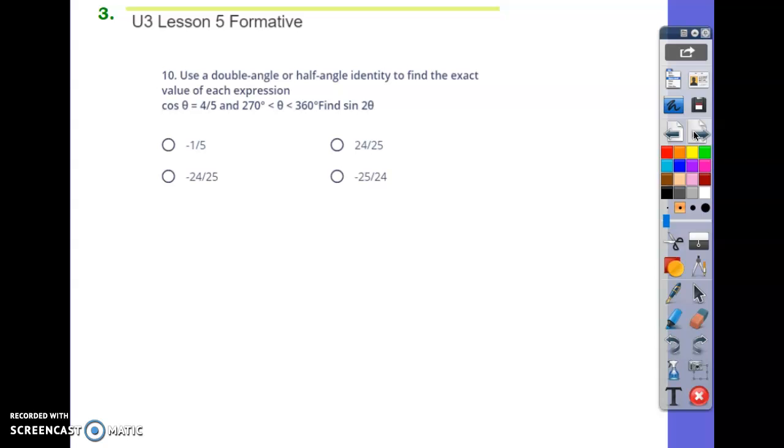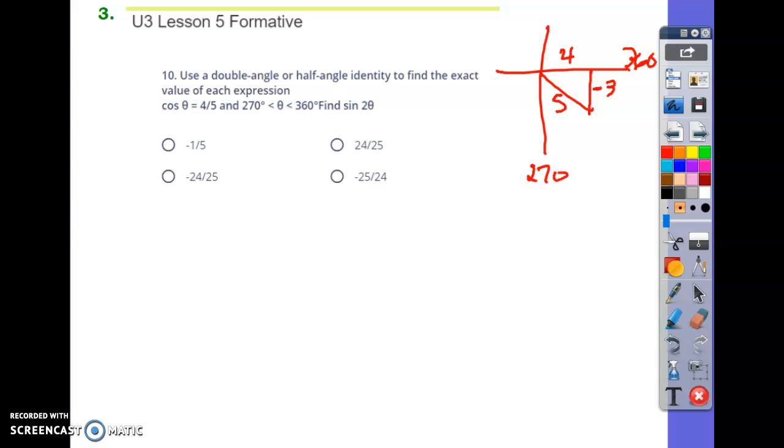So we take a look here. It says use the double angle or the half identity to find the exact value of this expression. Cosine of theta is 4/5. So cosine is positive, and we know it's between 270 and 360. So that's where I'm going to go ahead and draw my triangle and draw in my values here. The cosine is 4/5, which makes, using Pythagorean theorem, this value is going down, so it's going to be -3.